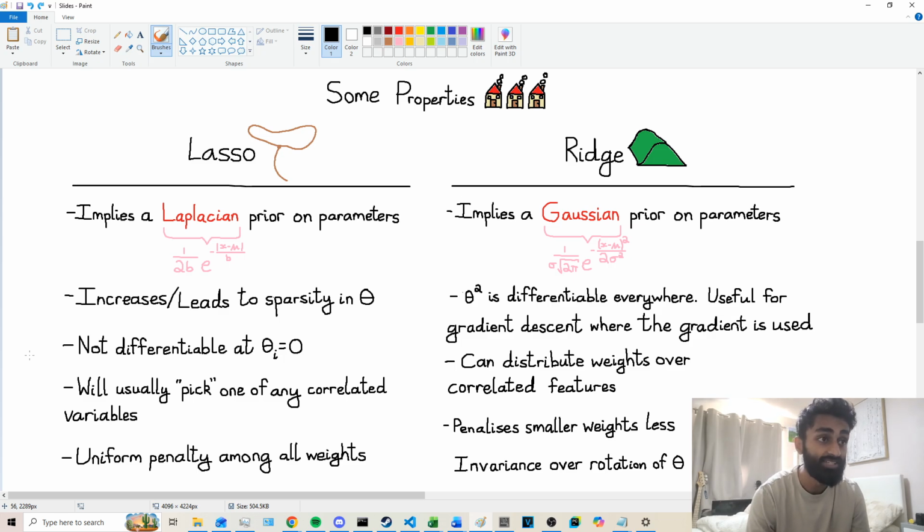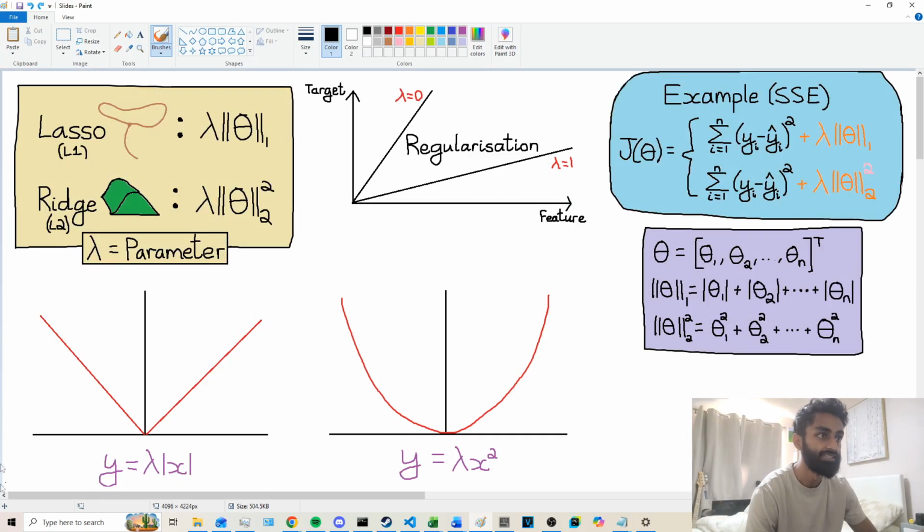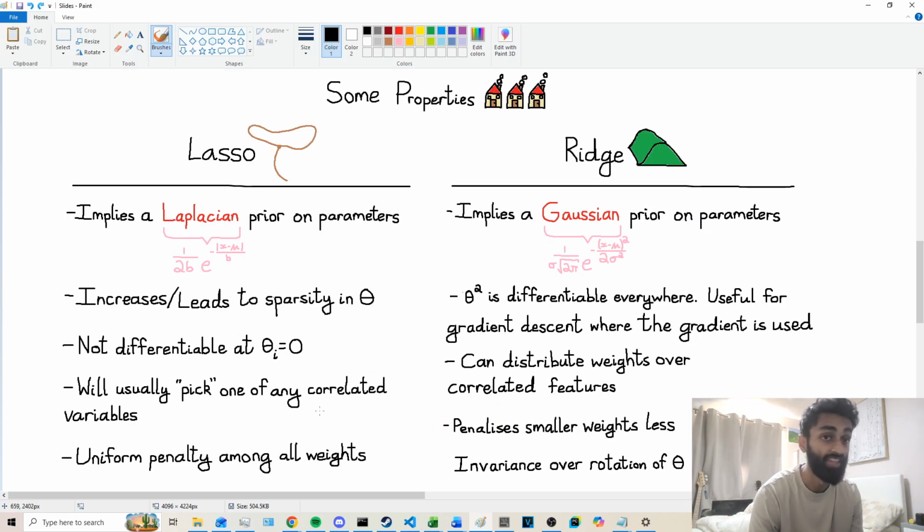So going to Lasso, there's a uniform penalty among our parameters, unlike Ridge, which penalizes smaller parameters less. This is for the reason I mentioned earlier, where the gradient is smaller as you get closer to the origin here. It gets smaller and smaller, and it's bigger as you're further away. Whereas here, it's always just lambda. So that's just a trait of Lasso and Ridge.